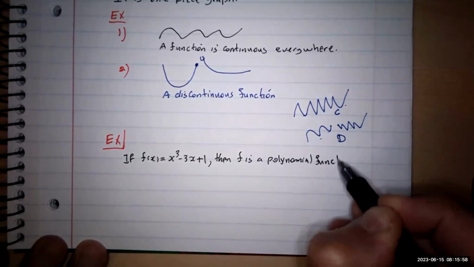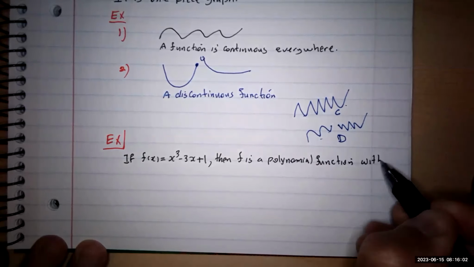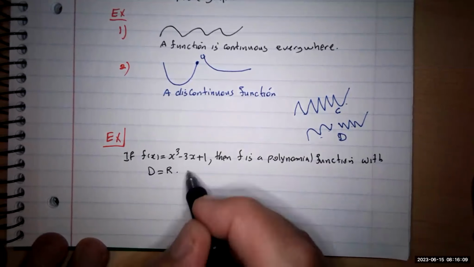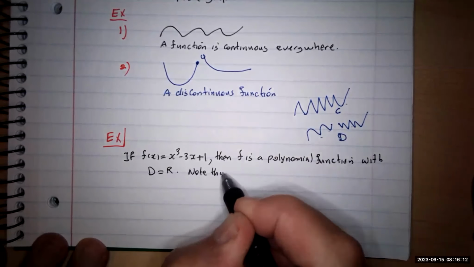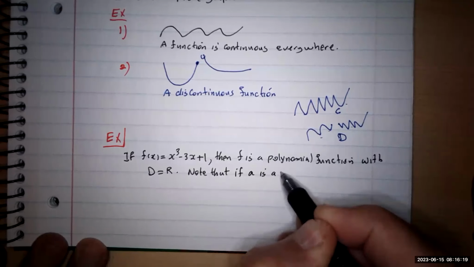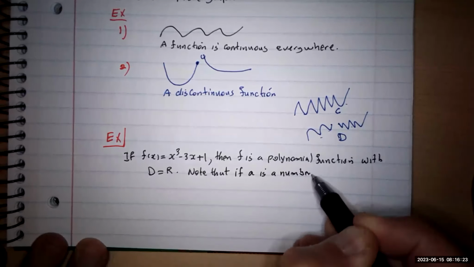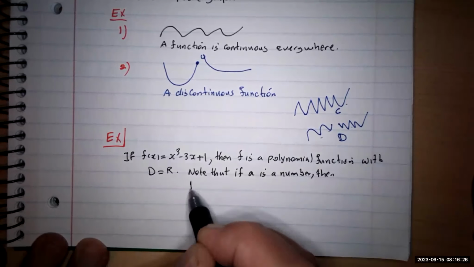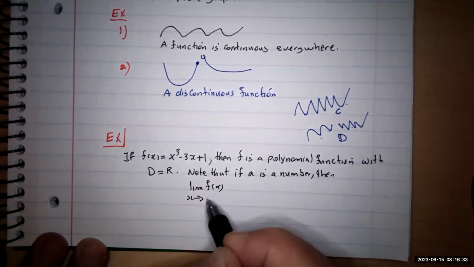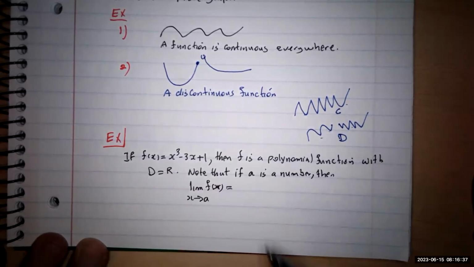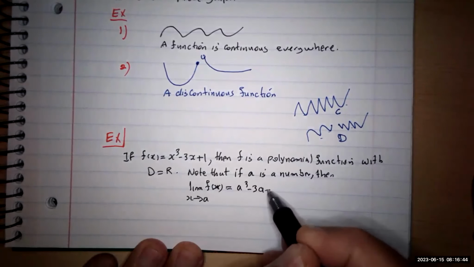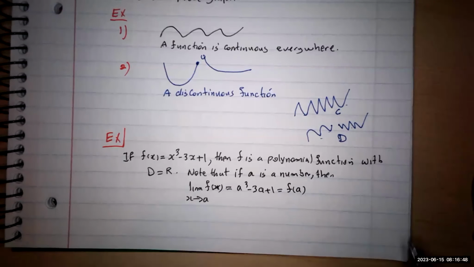A polynomial function with the domain of the ordinary numbers, domain R. Now note that if you pick any number a, you've already done this several times, the limit of f of x as x goes to a, you just directly substitute. That gives you a cubed minus 3a plus 1, which is the same as f of a. We've been using this over and over so far.